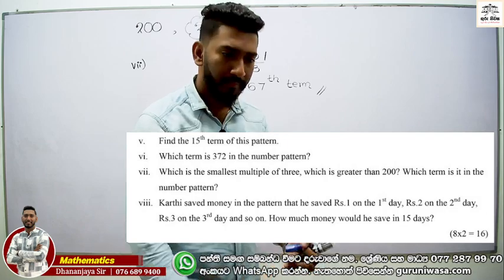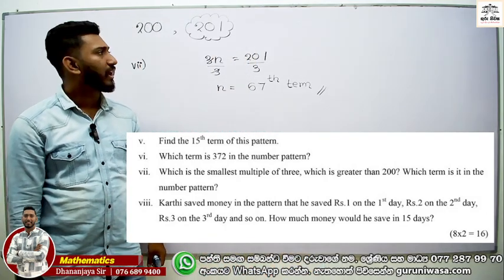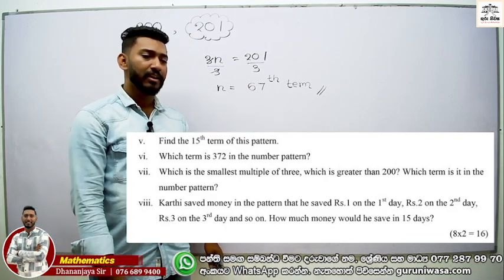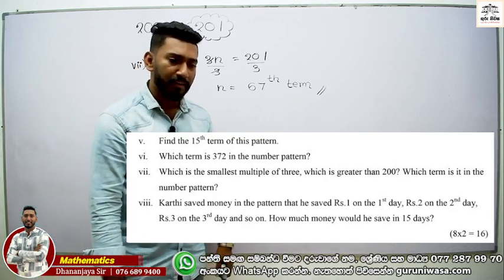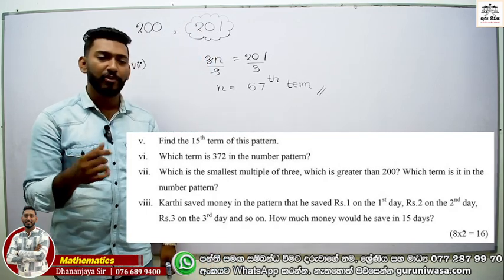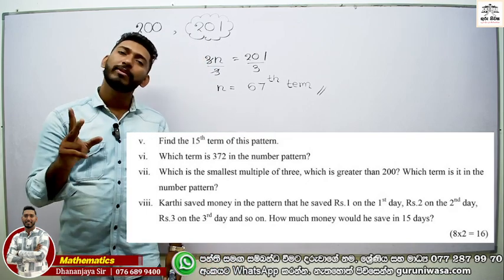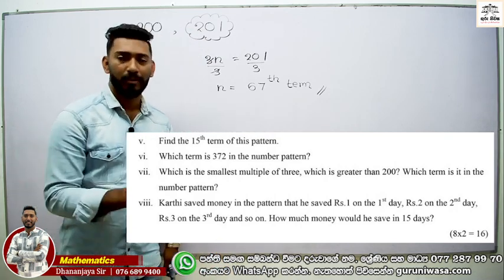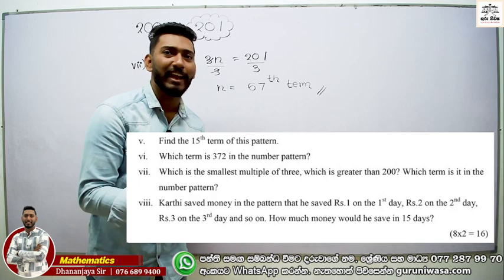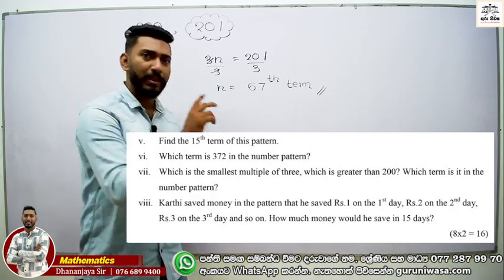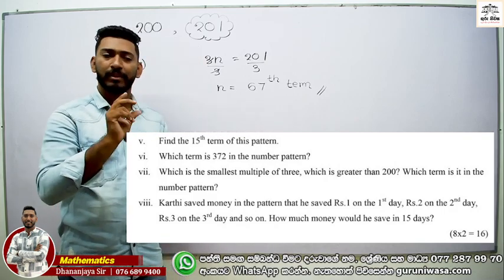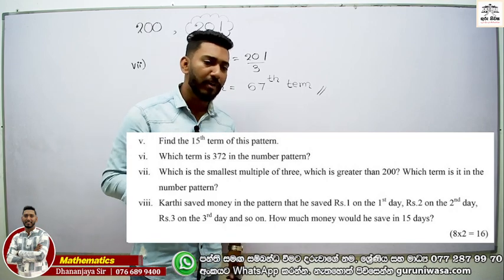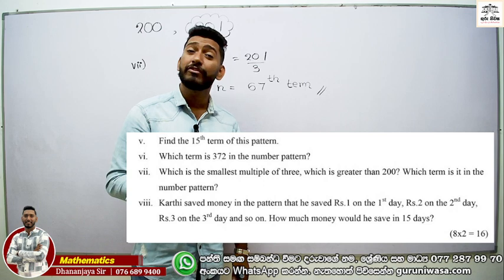Okay, now listen to the last one. Question number 8. Kanti saved money in a pattern. She saved 1 rupee on the first day, 2 rupees on the second day, 3 rupees on the third day, and so on. මේ විදිහට මෙයා එකතු කරනවා පොඩි කැටයකට සල්ලි. 1 rupee, 2 rupees, 3 rupees, 4 rupees, like that. Now, how much money would she save in 15 days?